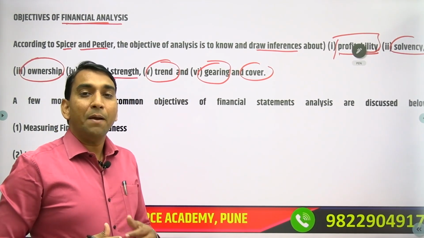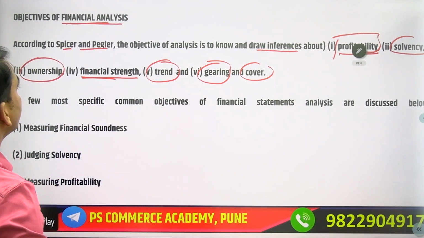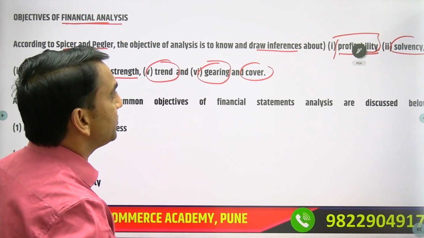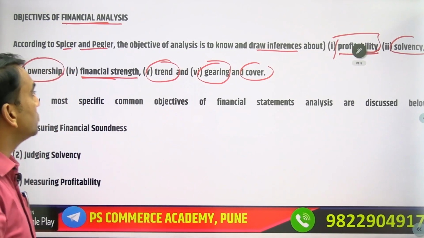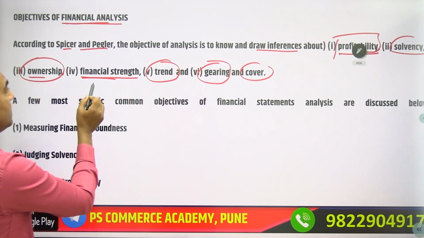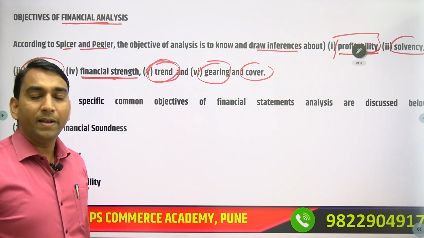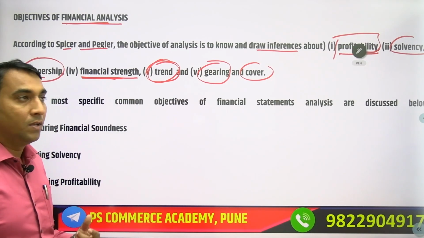With the help of that, I am going to analyze the financial position of the business. So, according to Spicer and Pegler, what is the reason behind doing analysis and interpretation? It is about to know the profitability, to know the solvency, to know the ownership, to know the financial strength. Then what is the trend? Trend, it may be in terms of sales. What is the trend in sales? What is the trend in profit?